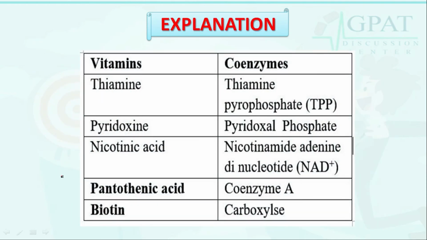Here we have vitamins and their coenzymes. In case of thiamine, the coenzyme is thiamine pyrophosphate, TPP, and in case of pyridoxine, the coenzyme is pyridoxal phosphate. In case of nicotinic acid, the coenzyme is nicotinamide adenine dinucleotide, that is NAD plus. And in case of pantothenic acid, the coenzyme is coenzyme A, and in case of biotin, the coenzyme is carboxylase, which is asked in the question.